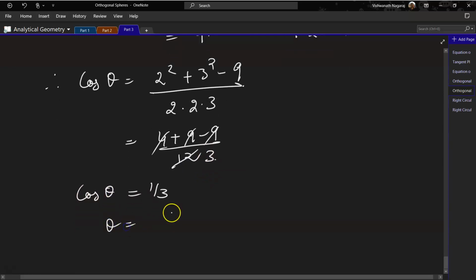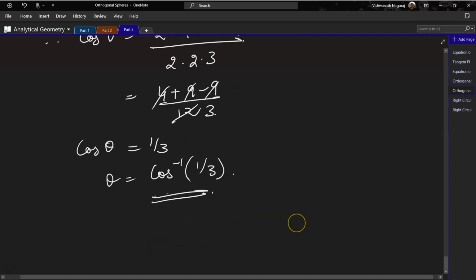So that means theta is equal to cos inverse of 1 by 3. That is the angle between the two spheres. That's it.